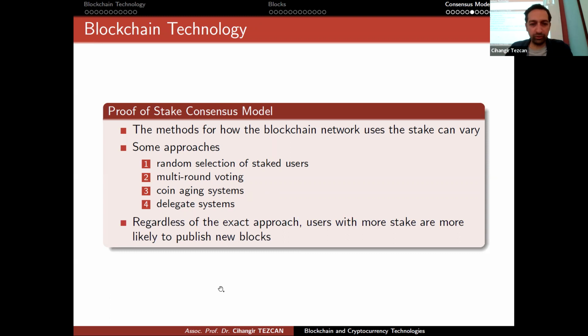Regardless of the exact approach, users with more stake are more likely to publish new blocks. So people don't like it, because the rich become richer in that scenario. Jesus wouldn't like it, in other words.